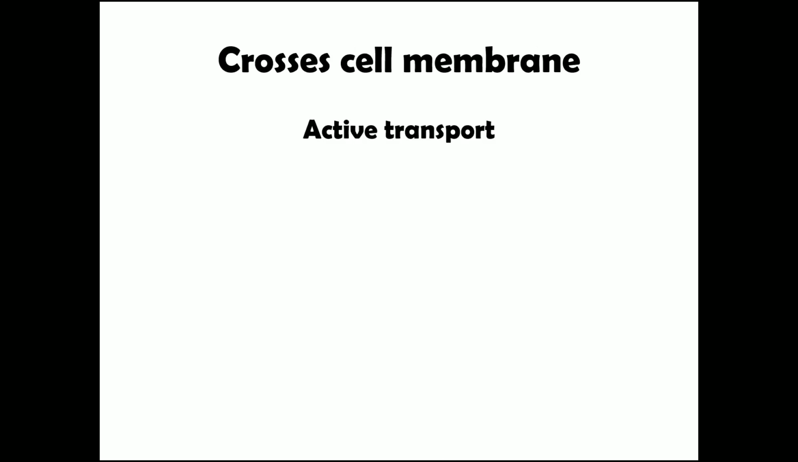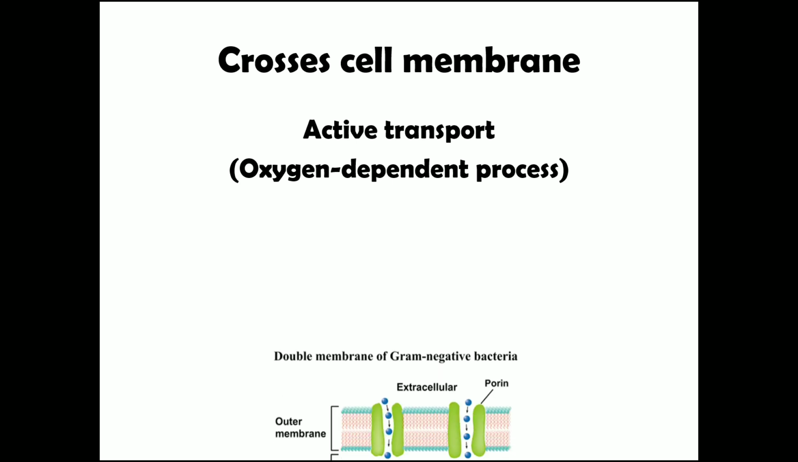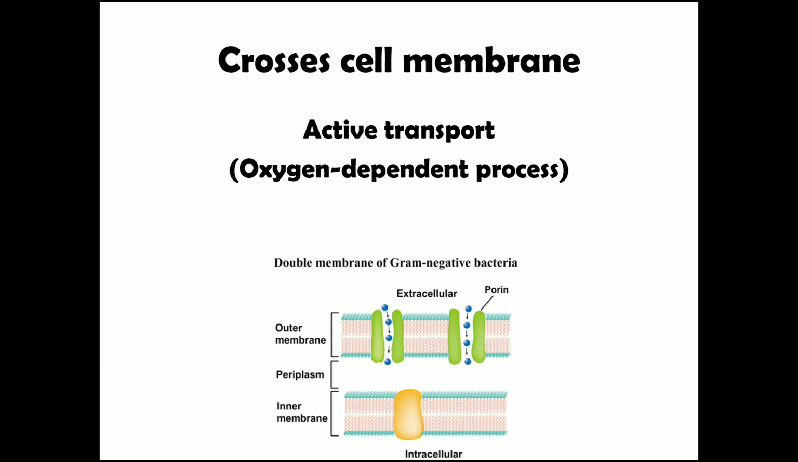They cross the cell membrane by active transport, which is actually an oxygen-dependent process. Once they reach the periplasm, they need to cross the cell membrane to reach the cytoplasm. That actually requires energy. In addition to energy, they also require oxygen for this process to take place. That's why aminoglycosides are active only against aerobic bacteria, because anaerobic bacteria will not have the oxygen consumption facility. So aminoglycosides are not active against anaerobic bacteria.